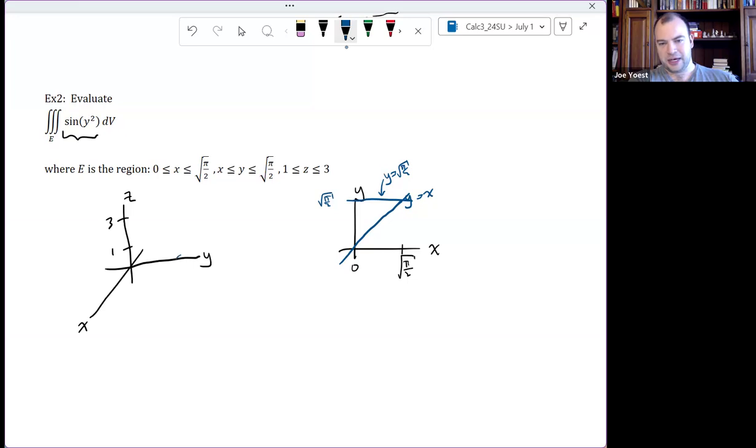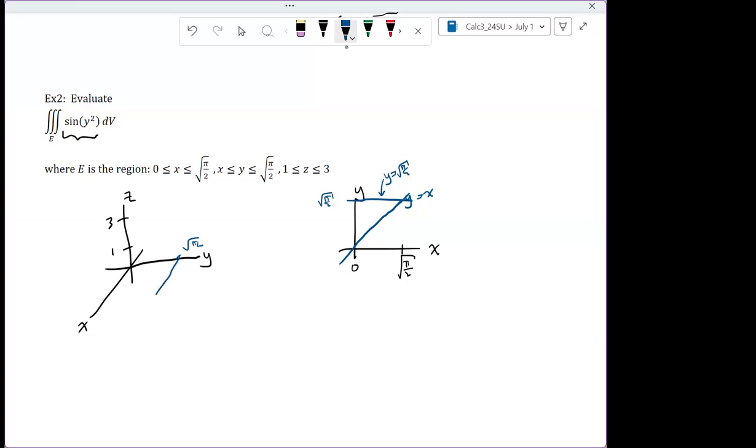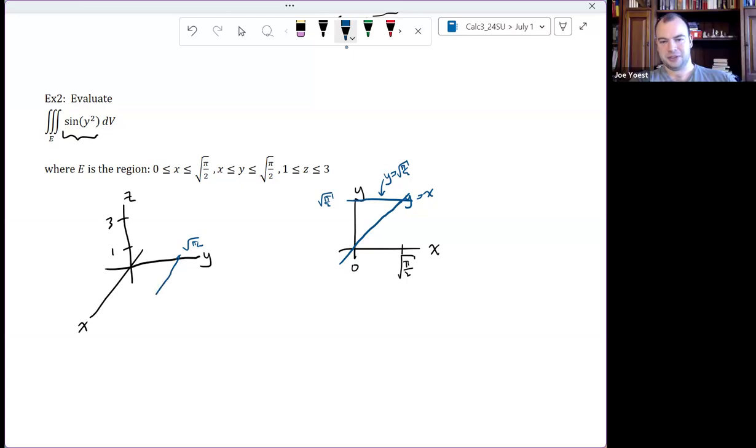So I see on my y-axis I have a number, root pi over 2, and I have a line y equals x coming out from the origin. This is the projection of this solid, this volume of integration, down onto the xy plane. And maybe I'll change these to dashed lines, just to indicate that the solid doesn't actually start at z equals 0 down here on the xy plane, but starts a little bit above.